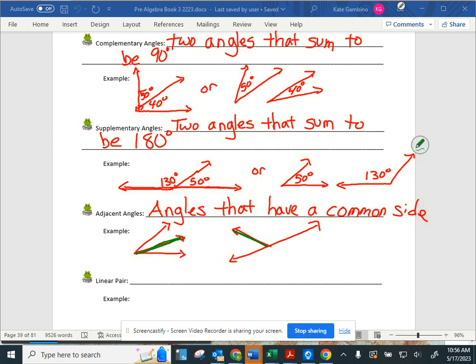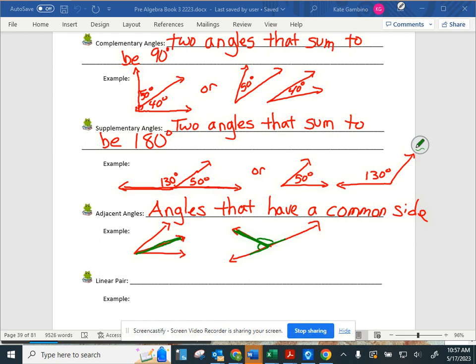They share a side. So this is one angle, this is one angle. So see how we have two angles here? The one that they share is their common side. They have a common side. They share a side. They're adjacent to each other. Okay, all those words mean the same thing.